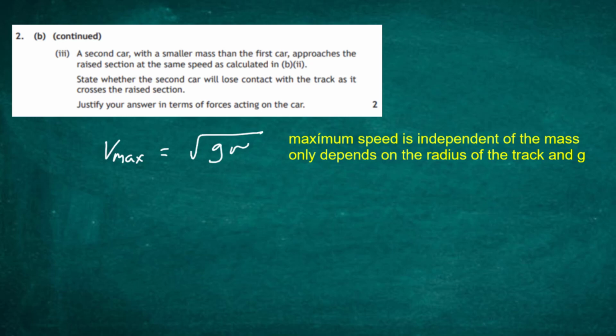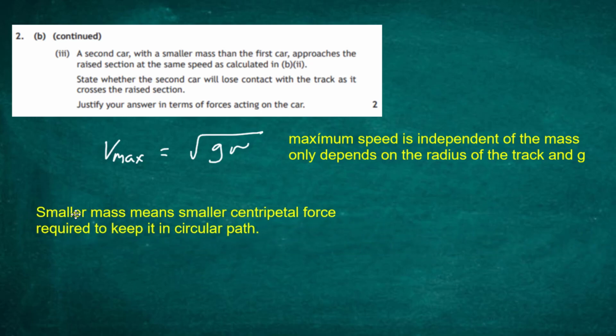So it doesn't matter what mass of car approaches that track, that kind of hump in the road. It only depends on the speed that it's going at. Mass is not involved. Now, otherwise, in the question it says, justify your answer in terms of forces acting on the car. Well, we could go down the line the following way.